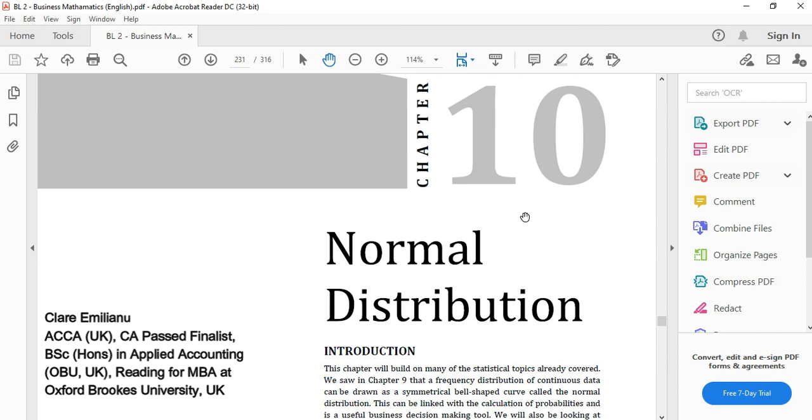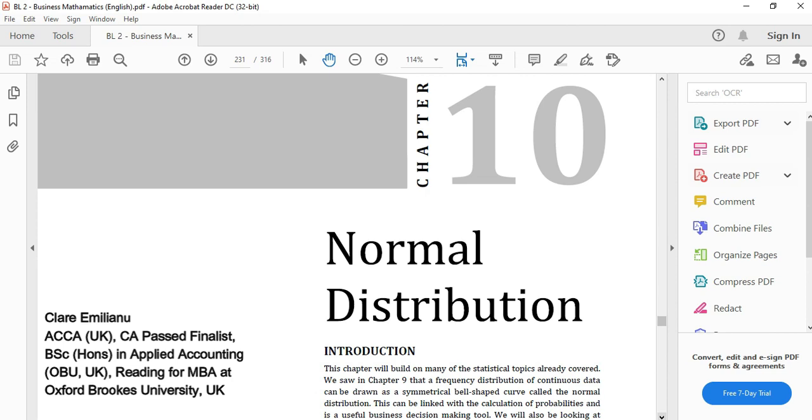Hi everyone. Today we'll be looking at chapter 10, which is normal distribution. Normal distribution is a part of probability distribution that we learned in chapter 9. What we have to learn in this chapter is how to calculate normal distribution using normal distribution tables and how to calculate raw data using the normal distribution formula.